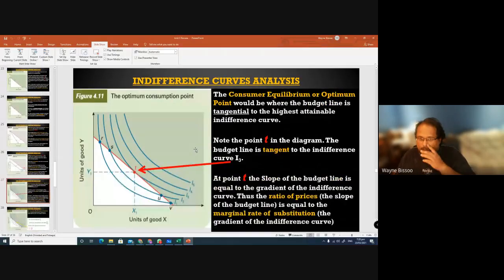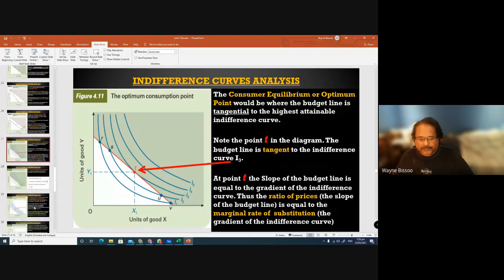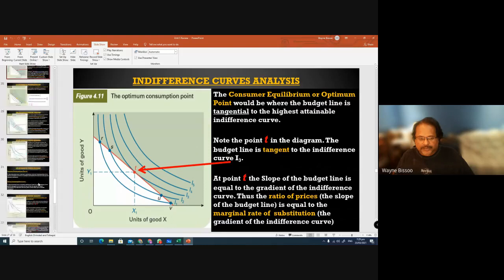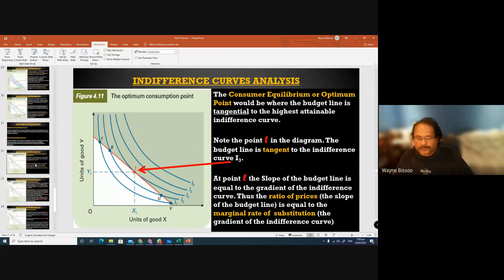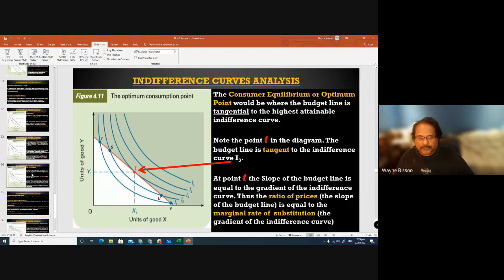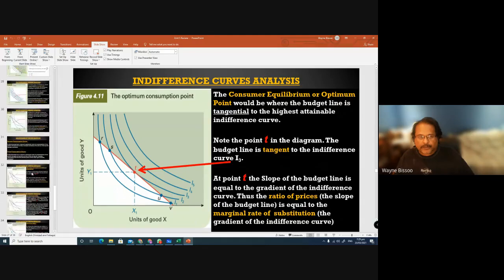All right. So we're at the point where we've understood the budget lines and such, yes? Okay.